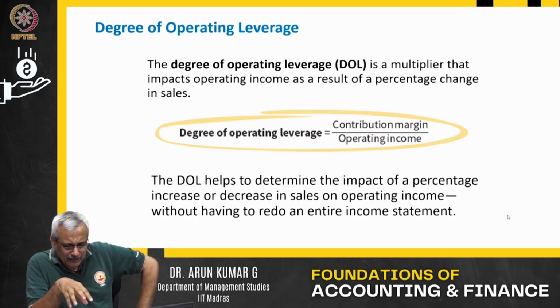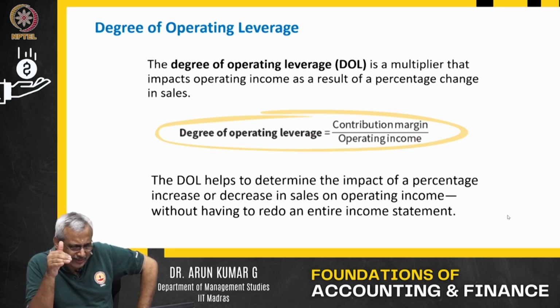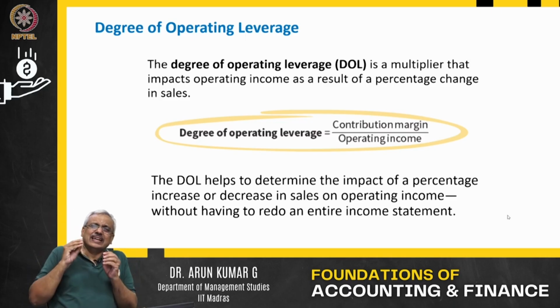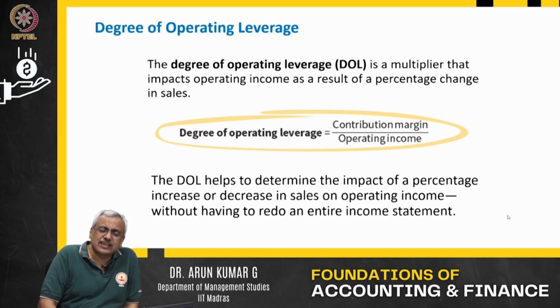Now, in this particular case, for degree of operating leverage, we say contribution margin divided by operating income as a measurement of degree of operating leverage. Now, what does the DOL tell me? It tells me what is the percentage increase or decrease in sales that I will have on the operating income. What is the percentage of increase or decrease? Let's take an example, you will understand it better.